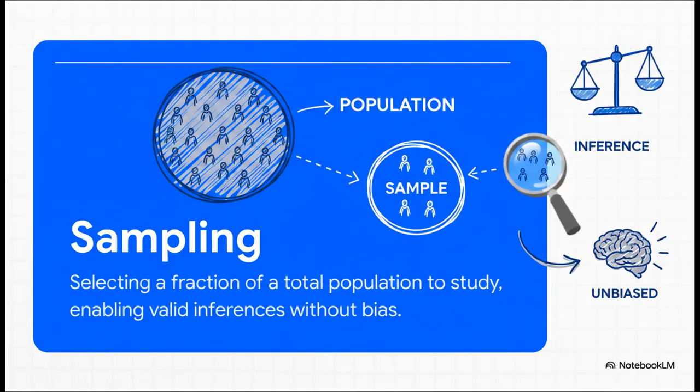So, sampling, it's basically this elegant mathematical solution to that impossible problem we just talked about. Simply put, it's a technique where only a selected fraction of the total population is studied. But here's the absolutely crucial part, okay? The entire goal is to make valid inferences without bias. We don't just pick people randomly because we're lazy. We do it strategically so that our small group accurately reflects the massive group we actually care about.